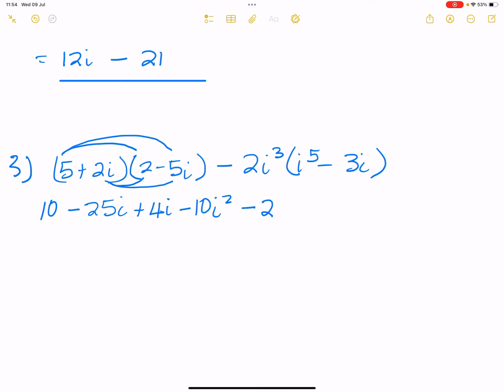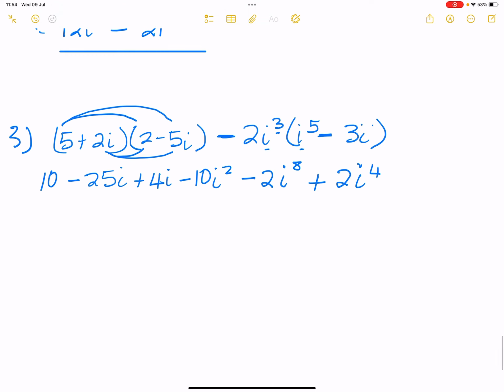In this case, I've got i cubed, right? Now I'm going to keep that, right? So that's negative 2i cubed times i to the exponent of 5. Bases are the same. I add the exponents, so that will be negative 2i raised to the exponent of 8. And the negative times a negative gives me a positive. So that will be 2i, again, 3 plus 1, that should give me 4.